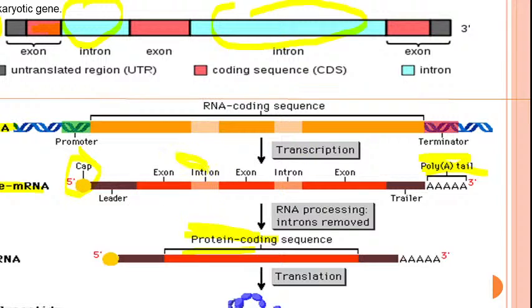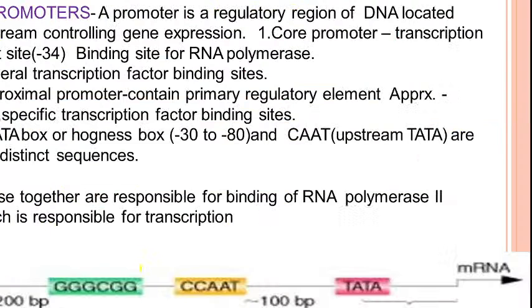We have to remove these introns. So when these introns are removed, only exons are left. It is known as the protein coding sequence, which will later lead us to the polypeptide. So from the DNA we will get the pre-mRNA, from it we will get mRNA and polypeptide.